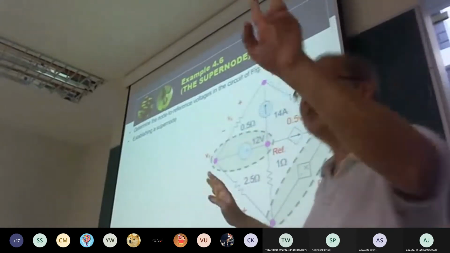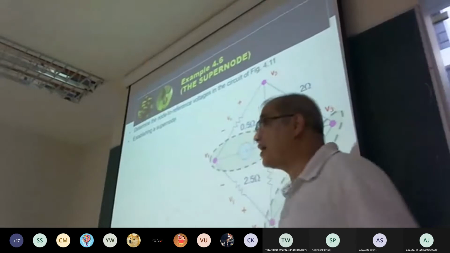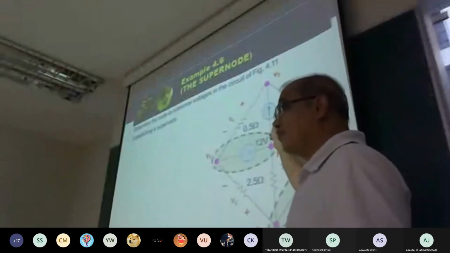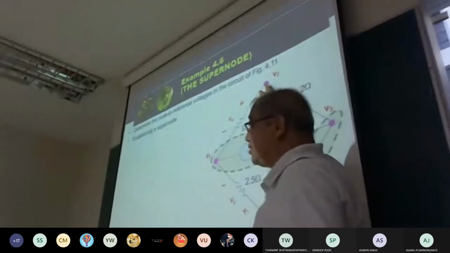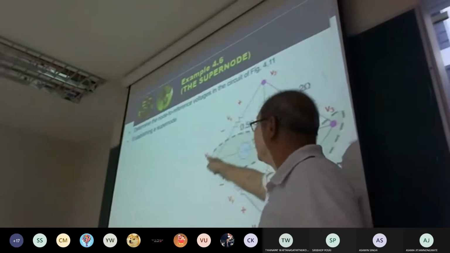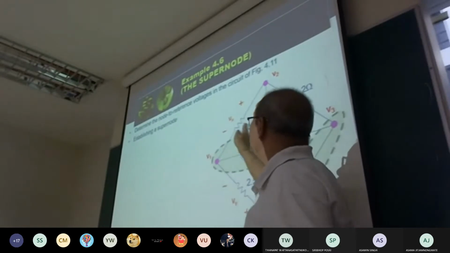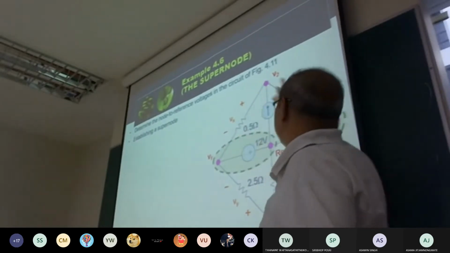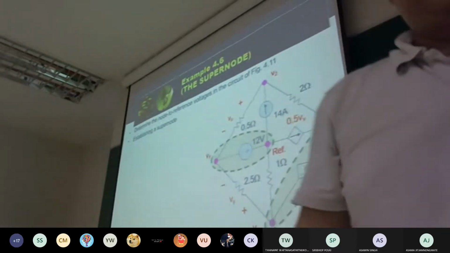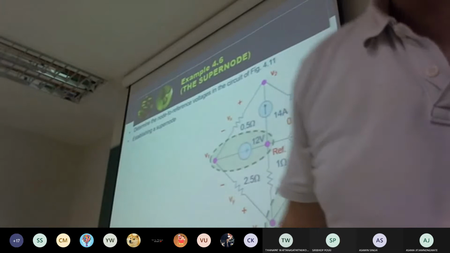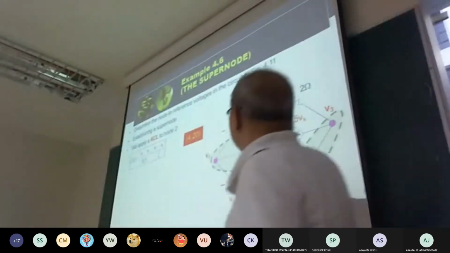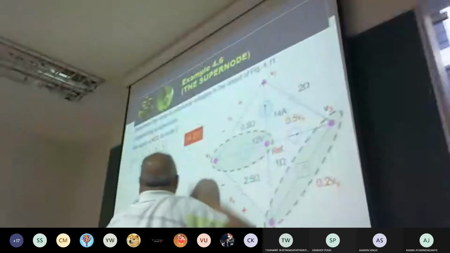Now we apply KCL first for this node. How many currents come in? 1, equal to 14. How many currents get out? 2. V2 minus V1 divided by 5, and V2 minus V3 divided by 2. We apply KCL to node 2, and you get here: 1 current gets in, 2 currents get out.